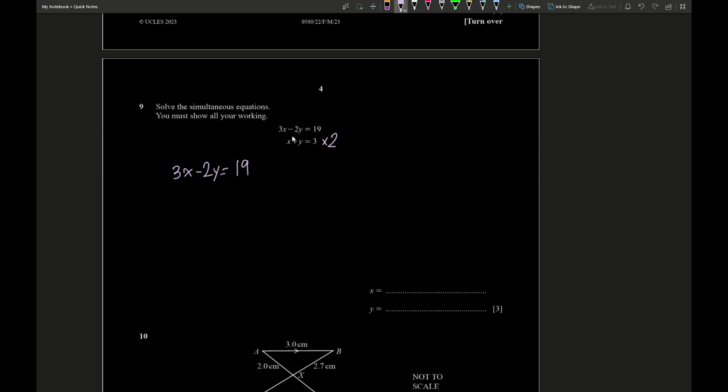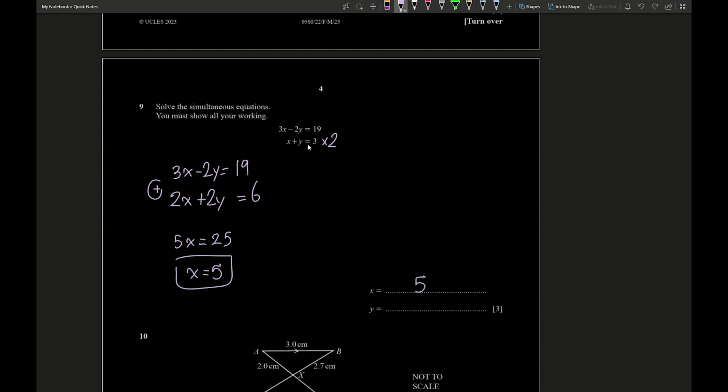And then after multiplying the second equation by 2, you'll get 2x plus 2y is equal to 6. Now to get rid of y, you'll just add both equations together, giving us 5x is equal to 25, and then you can divide 5 from both sides to find the value of x, which is equal to 5. So x is equal to 5.